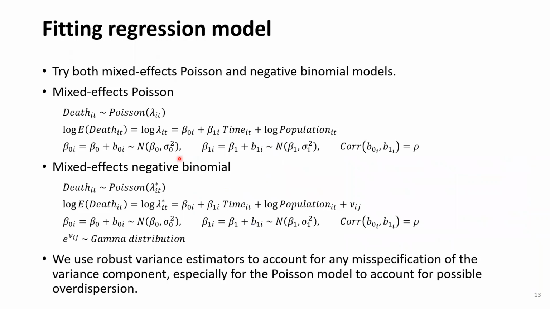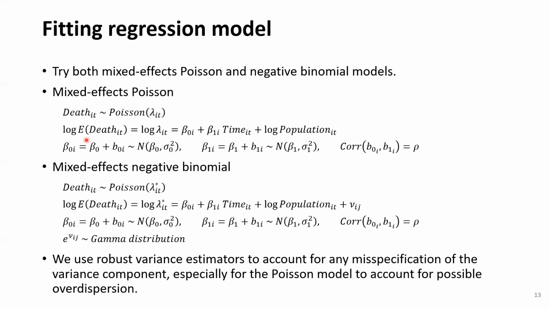So in this exercise, we are going to try both mixed effects Poisson and negative binomial models. A mixed effects Poisson model is given by this equation. Y_it is the number of deaths in city i at time t, which follows a Poisson distribution with this parameter lambda_it, which is the expected mean of the number of deaths.